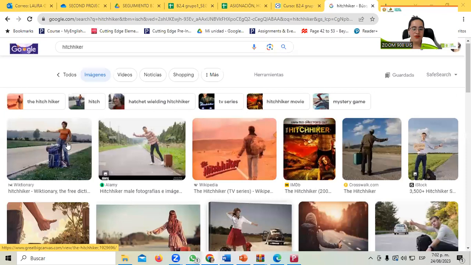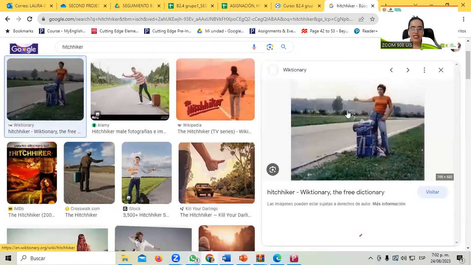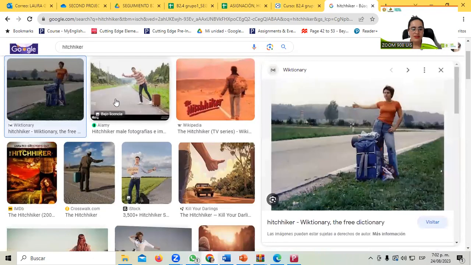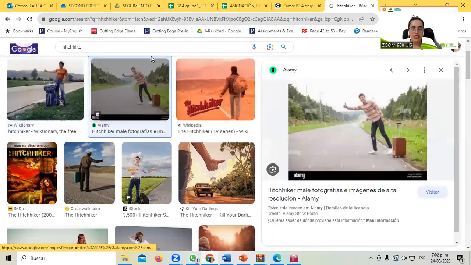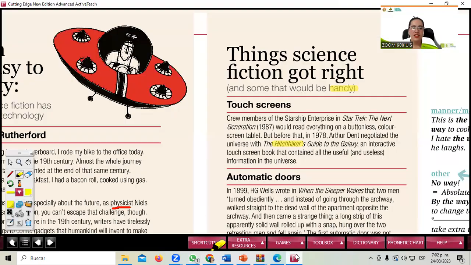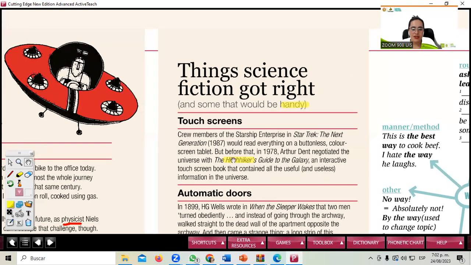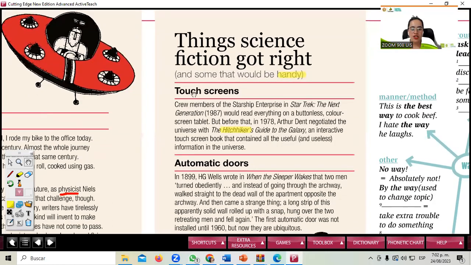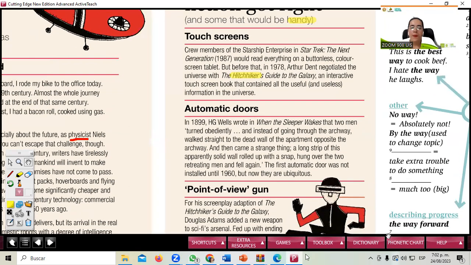You can see the picture. Okay, this is a hitchhiker. So how would you call this in Spanish? Mochilero, something like this. All right, so that is the new word here, hitchhiker. So yeah, they predicted touch screens in these movies or TV shows, Star Trek, and also The Hitchhiker's Guide to the Galaxy. Okay, the next prediction is automatic doors.